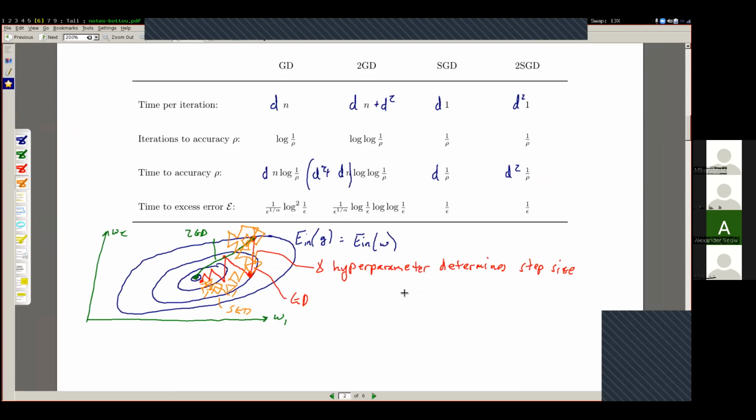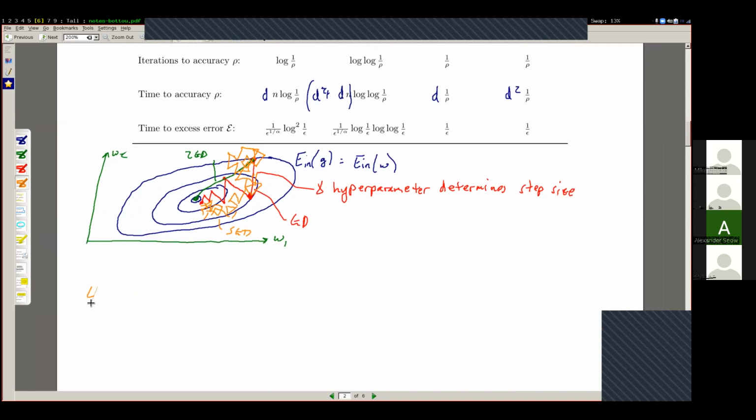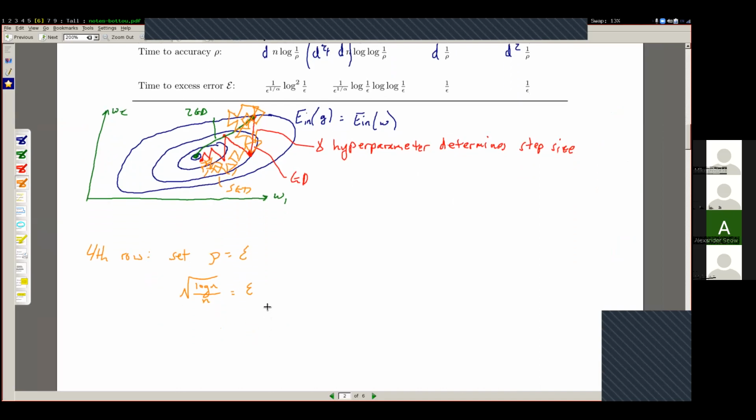I'm going to write that out over here. In order to get the 4th row, set rho equal to epsilon and square root log n over n equal to epsilon. And you plug those things in. So here, that's obvious what rho is equal to. Solve this for n, then that's log n over n equals epsilon to the, let's see, yeah. In that case, it'll be epsilon squared.